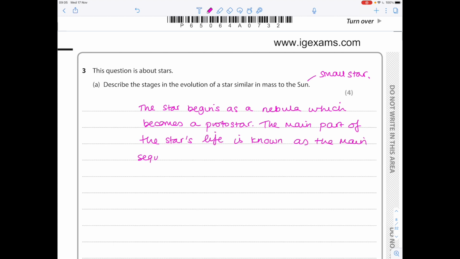And then what happens when it runs out of hydrogen fuel? The star expands to become a red giant, followed by a white dwarf and then a black dwarf.